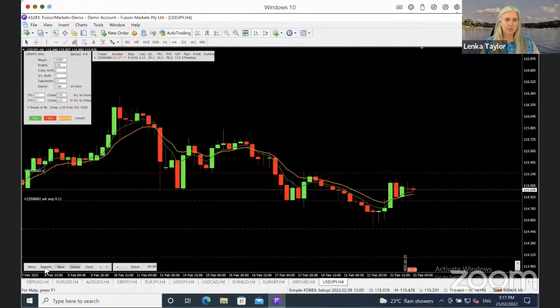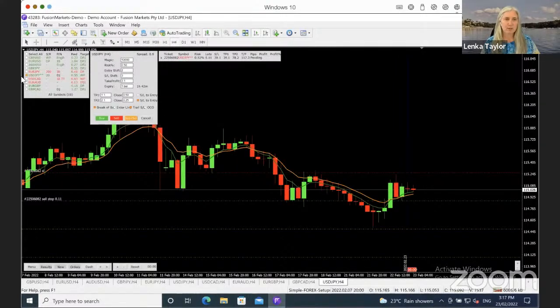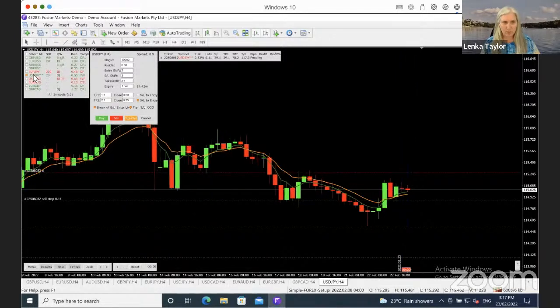In terms of the results, the menu just comes up and I just choose which chart I want to be placing the order on. And then I use the new order to set the new order.